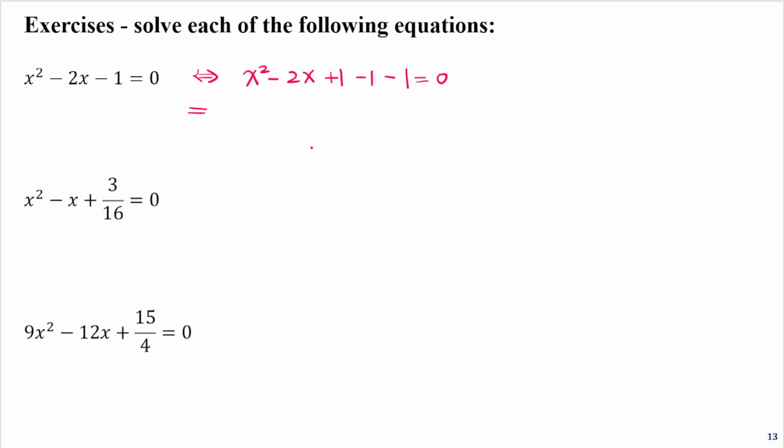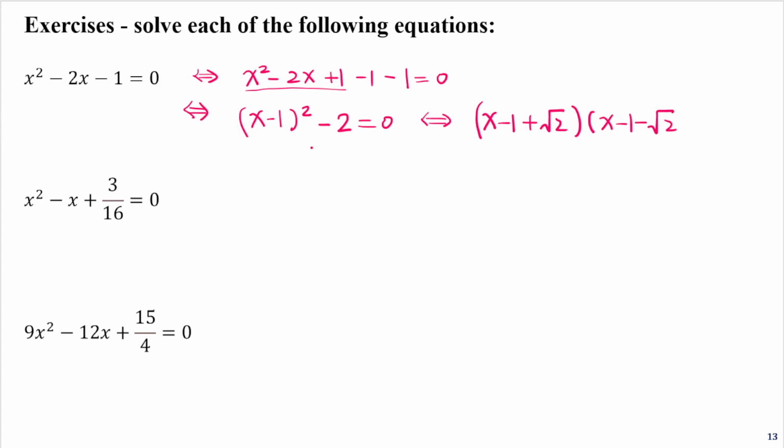But in this case, if you only consider the first three terms, we have x minus 1 squared, right? Then minus 1 minus another 1, this is minus 2 equals 0. And then the left side of the equation can be further factorized to x minus 1 plus square root 2, then x minus 1 minus square root 2 equals 0, right? And therefore we know there are two solutions, x equals 1 minus square root 2, or x can also be 1 plus square root 2, right? So how about the second one?